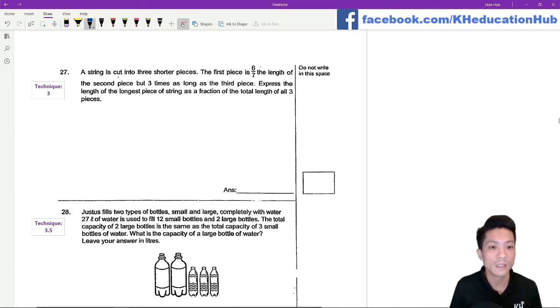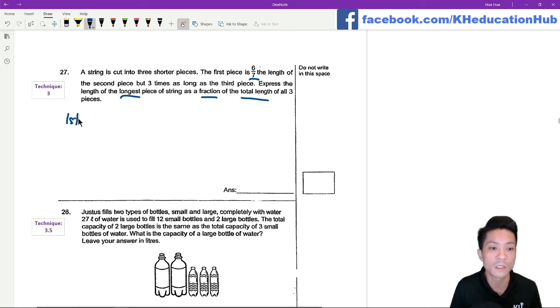Question 27. The string is cut into 3 shorter pieces. The first piece is 6/7 the length of the second piece, but 3 times as long as the third piece. Express the length of the longest piece of string as a fraction of the total length of all the 3 pieces. Now, let us write down the information first.